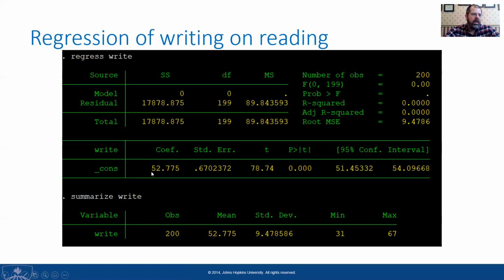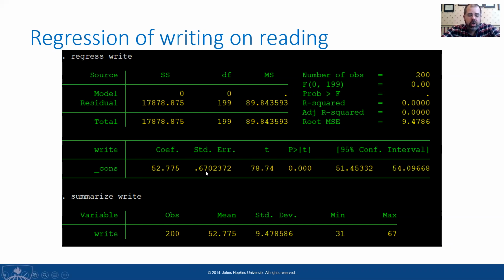Coming down to the body of results, the only coefficient in this model is the beta naught term. There is no beta 1 because there is no slope. So if we were to graph this regression line, it would literally be a horizontal line on your graph at y equals b, from y equals mx plus b. Here, y equals 52.775. It's a horizontal line.